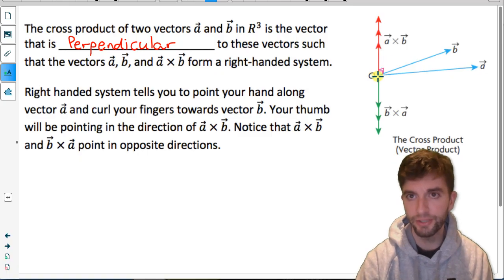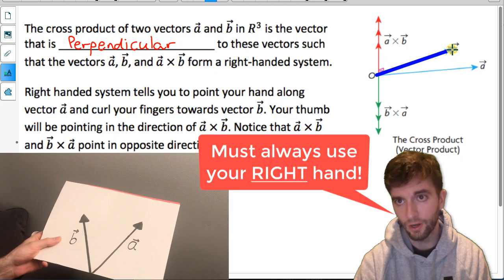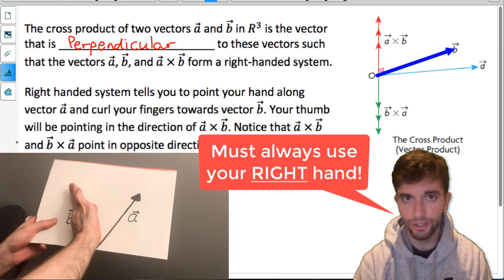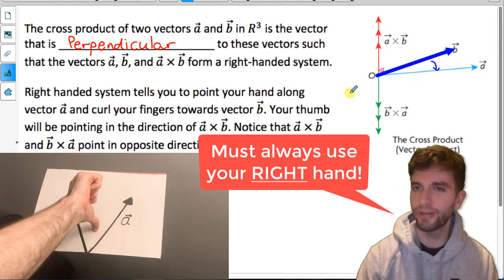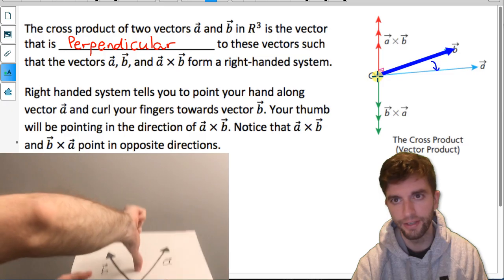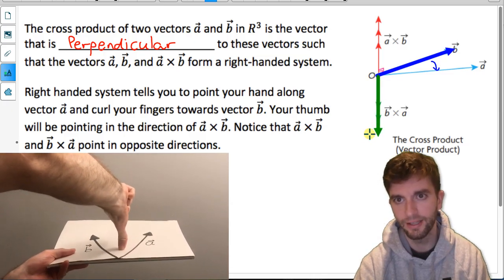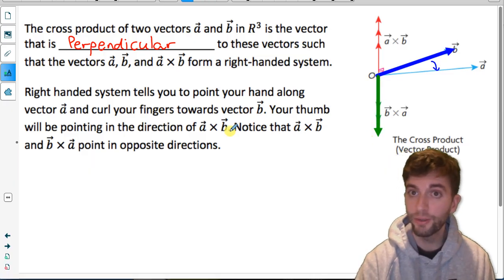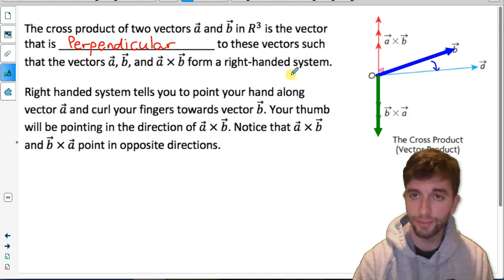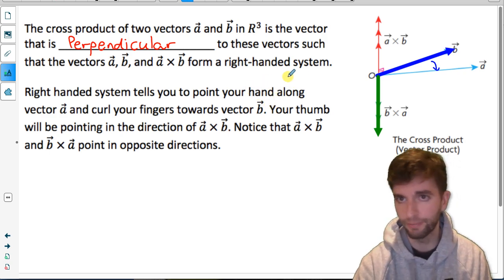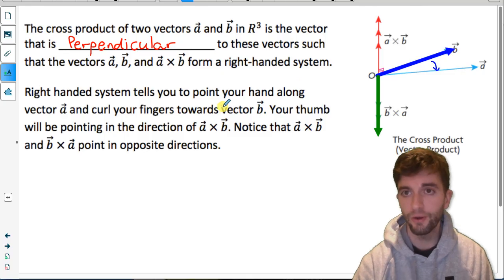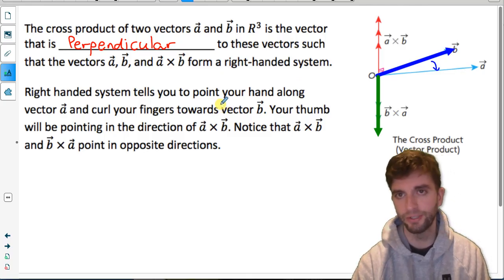If, however, we were doing B cross A, you would lay your hand along vector B and then try and curl your fingers towards vector A. To do that, you'd have to flip your hand almost upside down, and then your thumb would be pointing in this direction. So hopefully now you understand that the cross product of two vectors is a vector that is perpendicular to both of the original vectors. And hopefully you also now understand the right-handed system and how it can tell you what direction that perpendicular vector is going in.